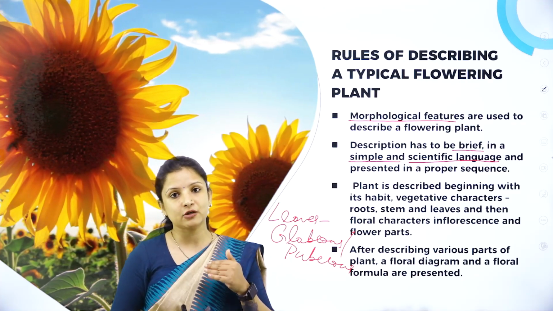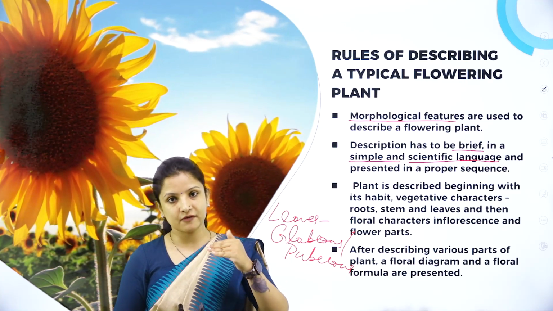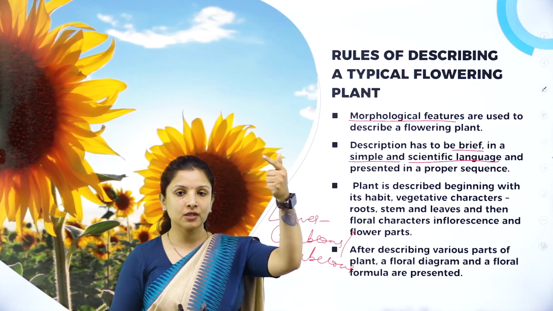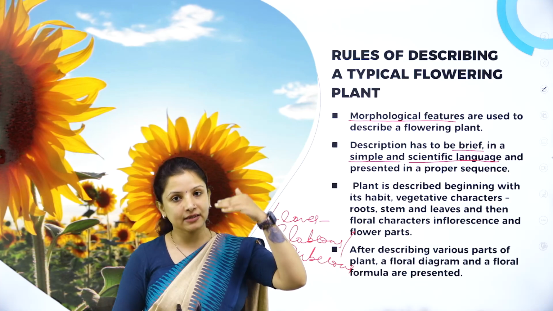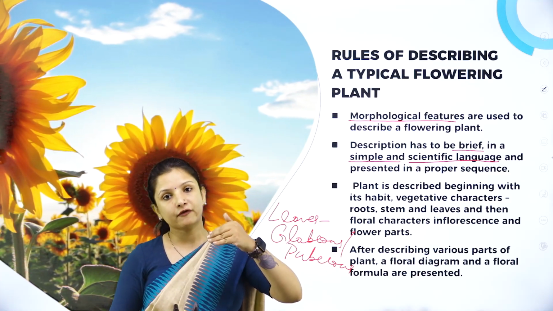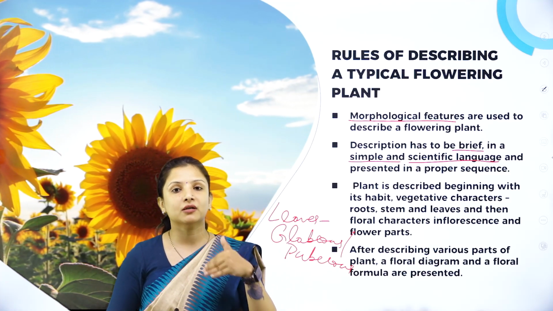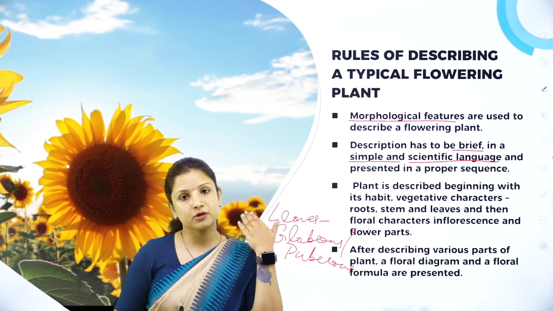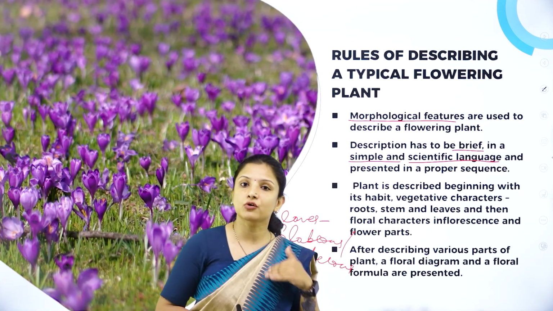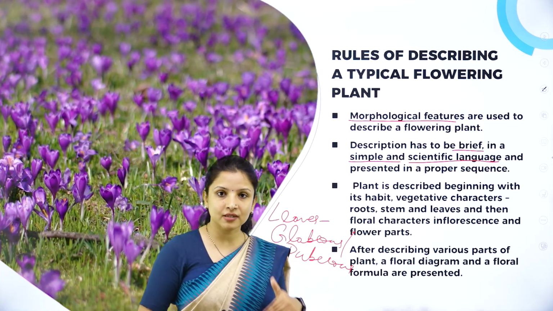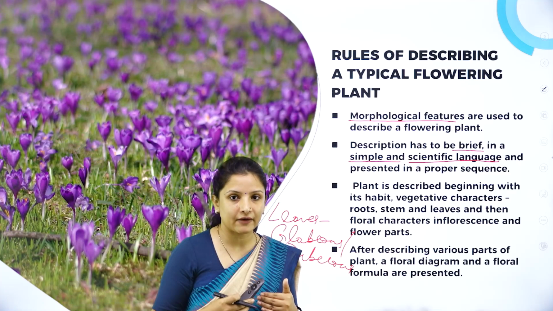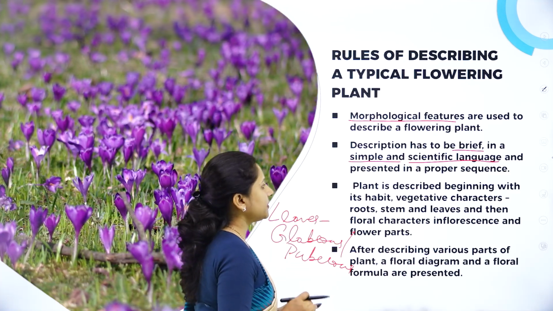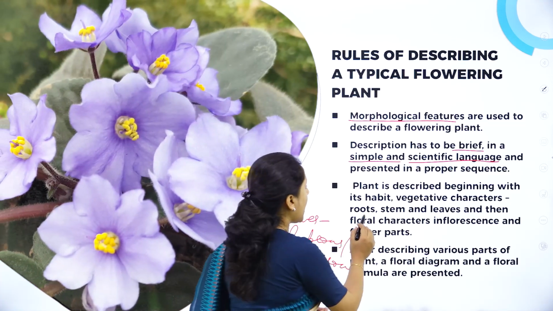Proper sequence means first we write the vegetative characteristic, wherein we'll go for the root from the bottom, then we'll go for the stem, then the leaves, and then we go in for the floral characteristic, wherein we'll write starting from the outer wall. That is, first we go in for writing about the calyx, then the corolla, then the androecium and the gynoecium. That is how in order we have to describe a plant. And also, while describing, the plant should be described right from the habitat.